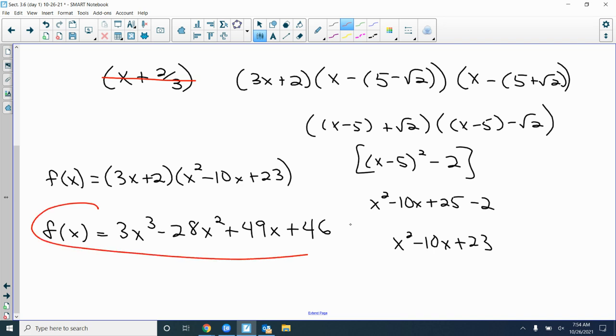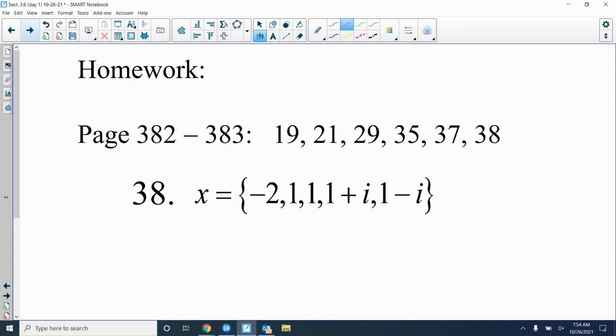Also similar to 21 from the homework. Now on the homework, 38 was the only one that wasn't in the back. Use the graph to get your roots. Okay, use the graph to get your roots. And it bounces at 1. Okay, it bounces at 1. So that means you have to use 1 in the synthetic division twice.